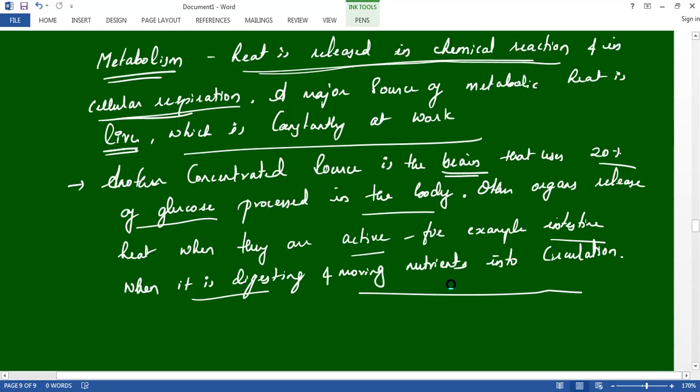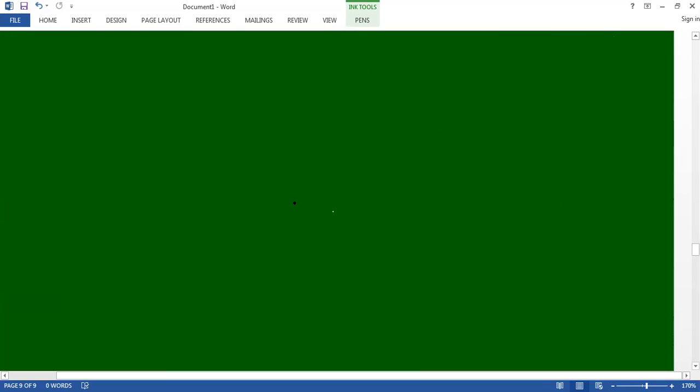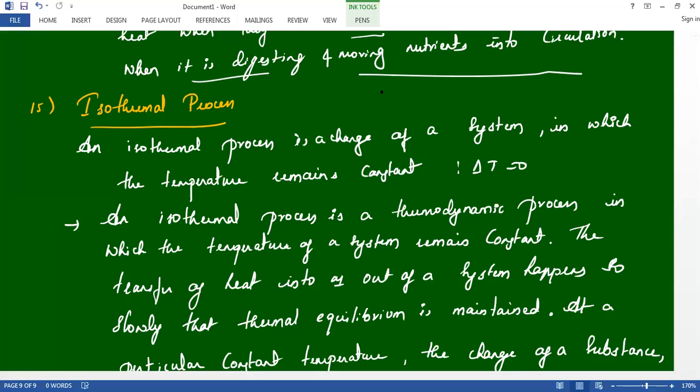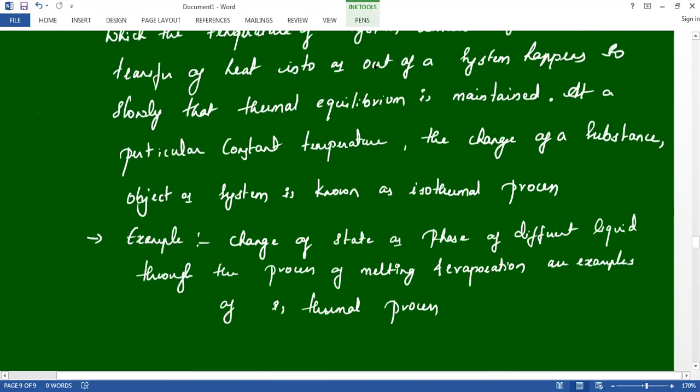Let us move on to the next question, question number 15: the isothermal process. An isothermal process is a change of a system in which the temperature remains constant. Iso means constant, and thermal means temperature. So in an isothermal process, the temperature of the system remains constant.